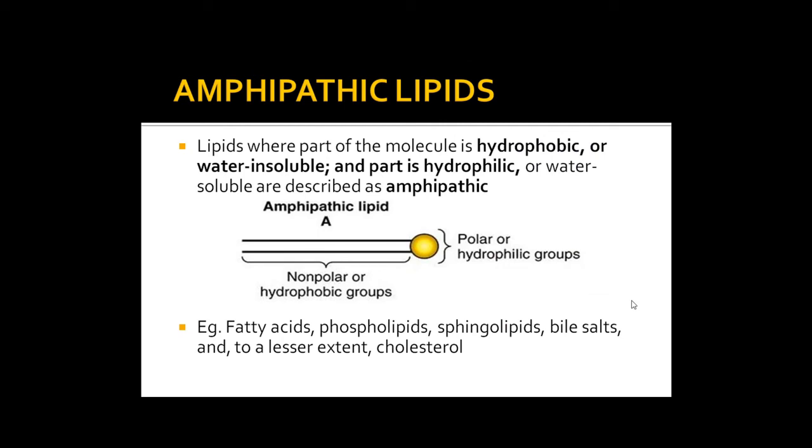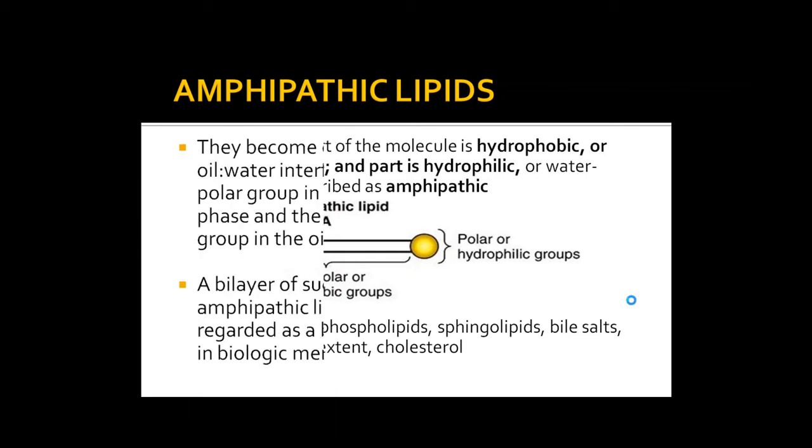Next comes amphipathic lipids. Lipids where part of the molecule is hydrophobic or water insoluble and part is hydrophilic or water soluble are described as amphipathic lipids. As you can see in the figure also, there is a long non-polar or hydrophobic group and a small polar or hydrophilic group. Examples we now know are fatty acids, phospholipids, sphingolipids, bile salts, and to a lesser extent, cholesterol also is an amphipathic molecule.